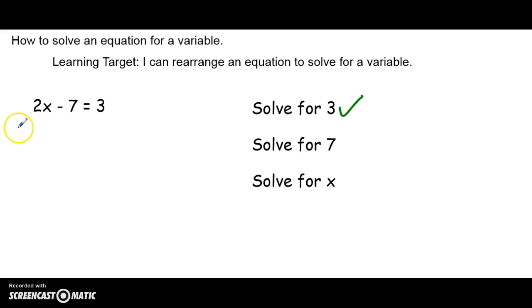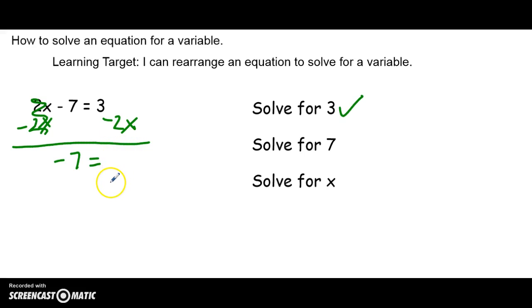Alright, I could subtract 2x from both sides. In doing so, I'm eliminating that term from this side of the equation and applying it over here. What do I end up with? Negative 7 is equal to, how can I write 3 minus 2x?